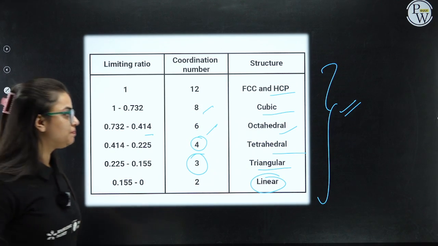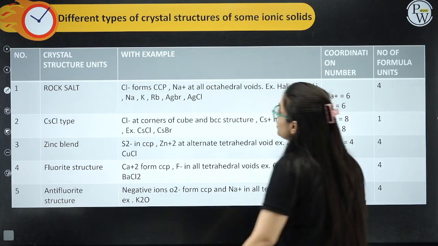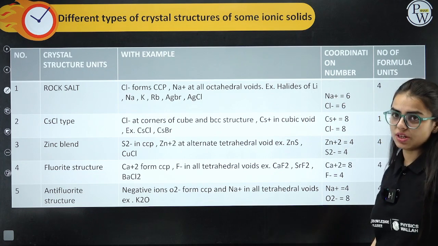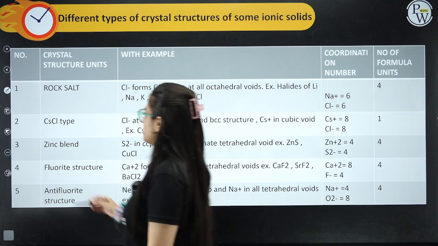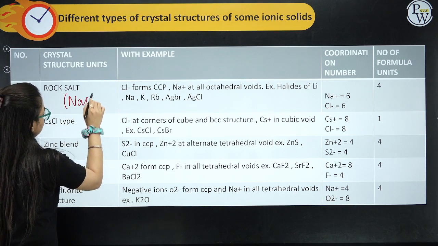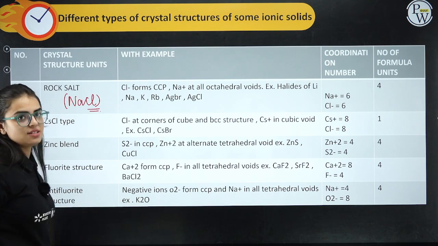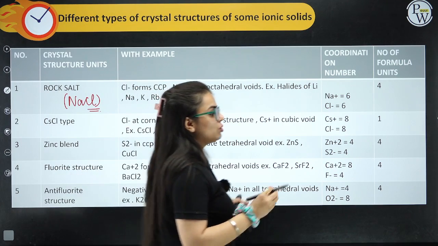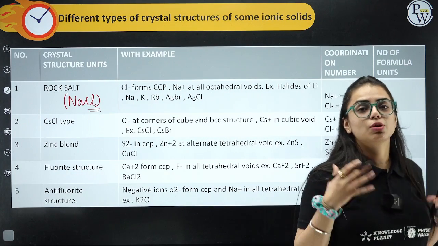Clear, everyone? Now students come different types of crystal structures of some ionic solids. First one is rock salt, also referred to as NaCl. Over here they have told you the position, their coordination number and number of formula units.